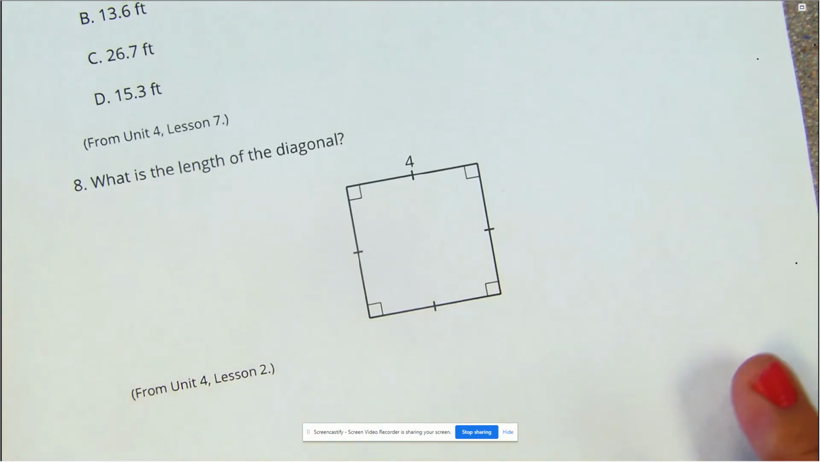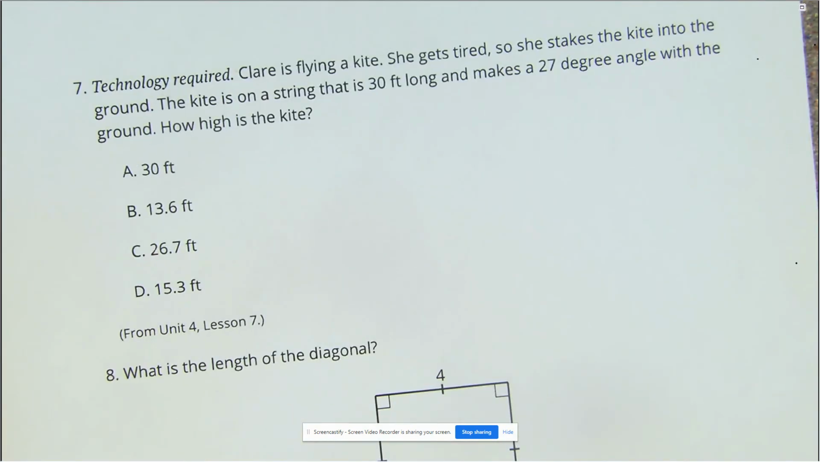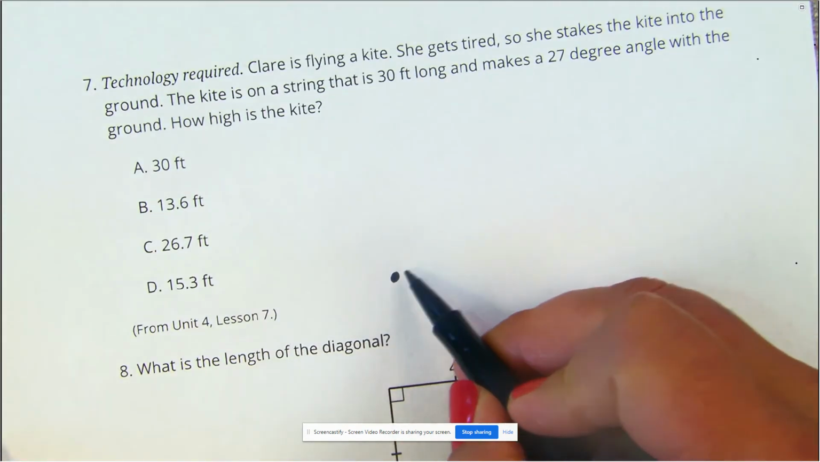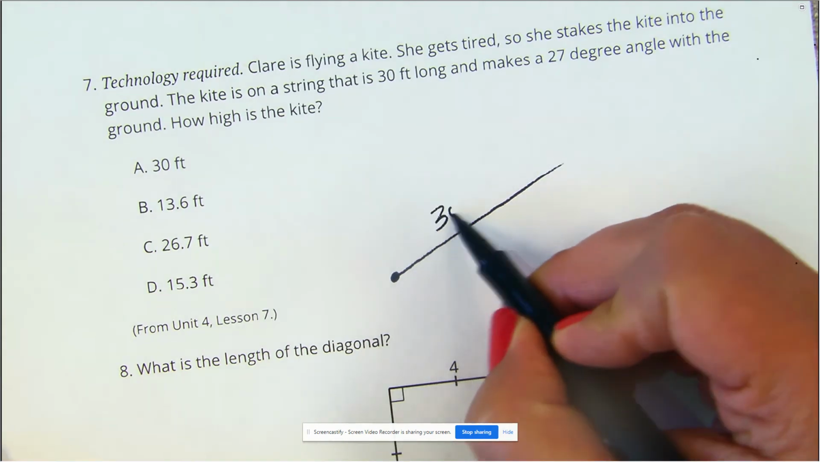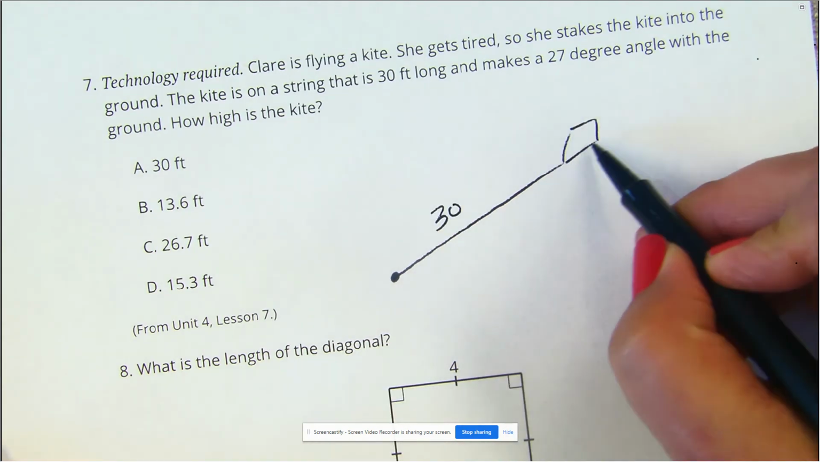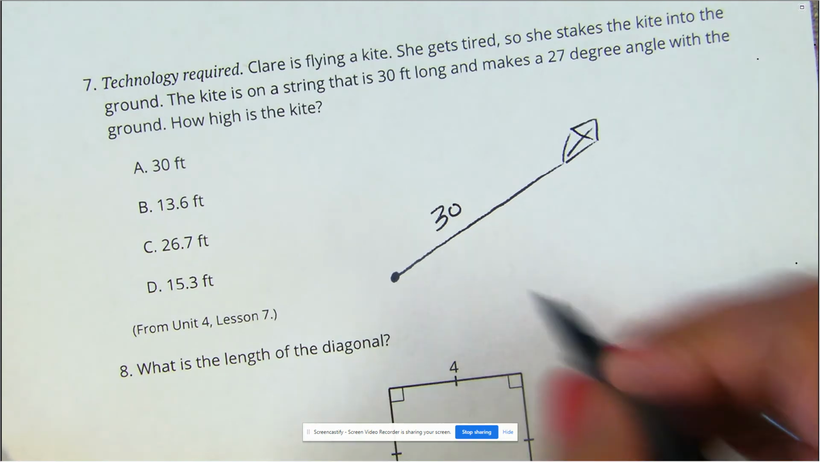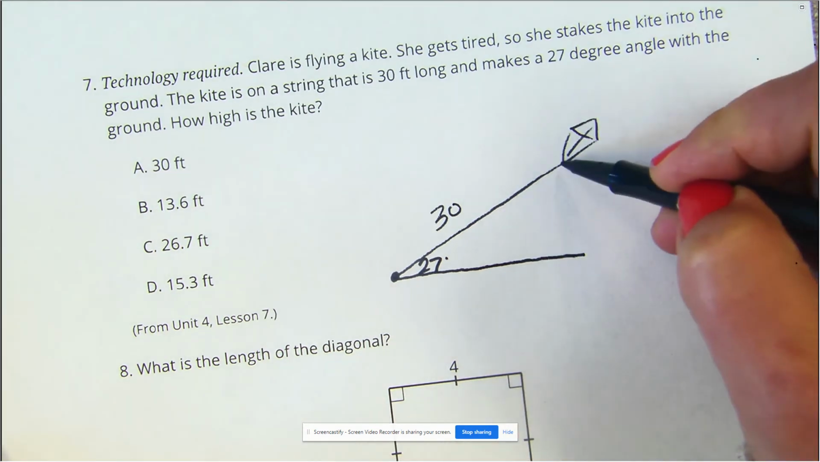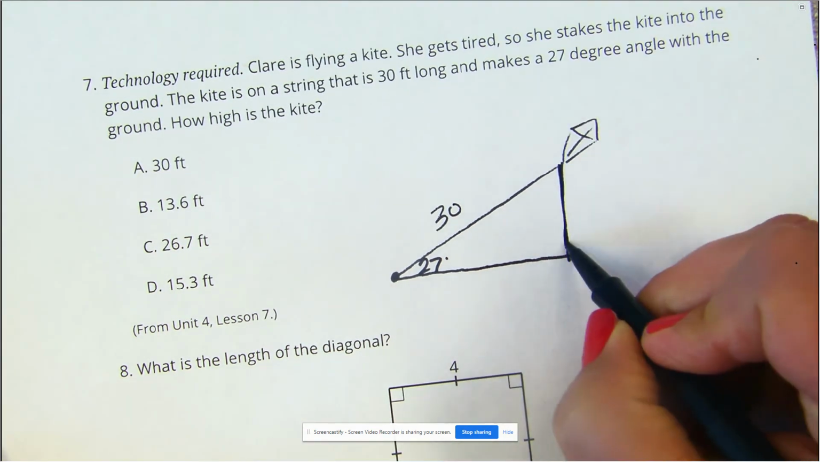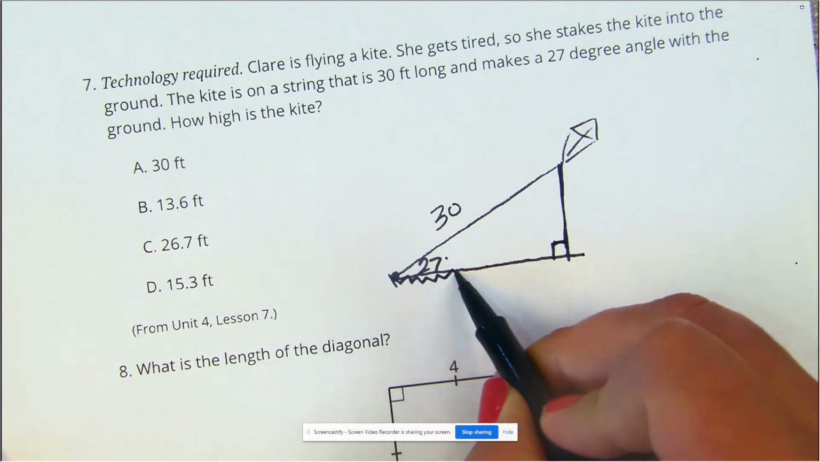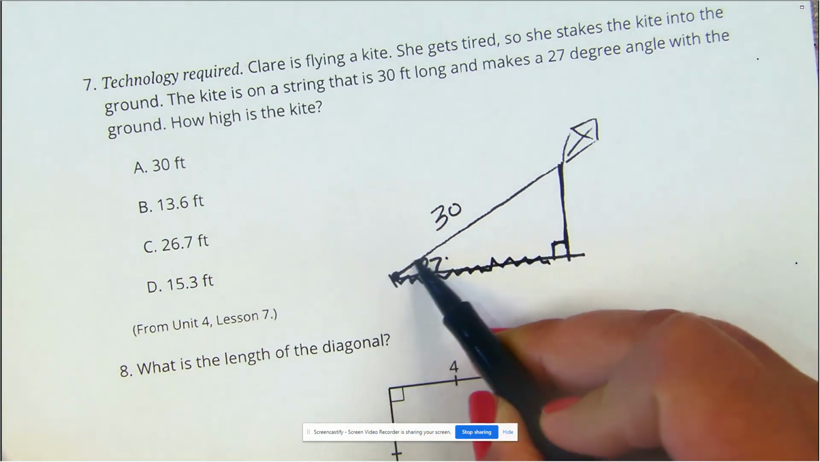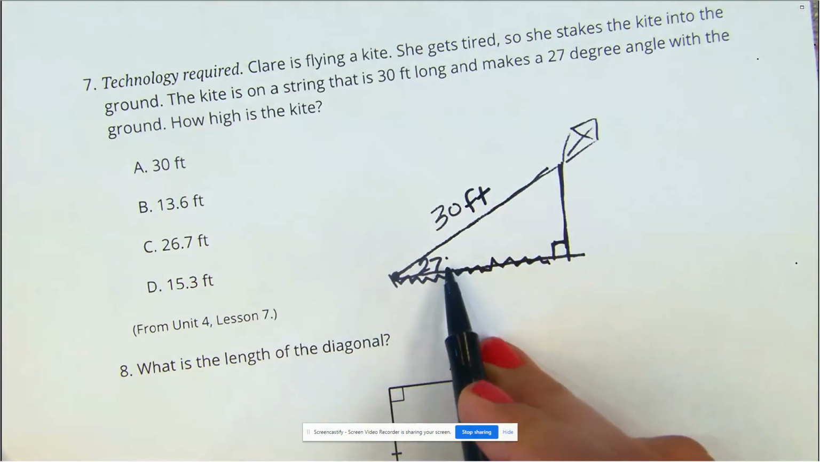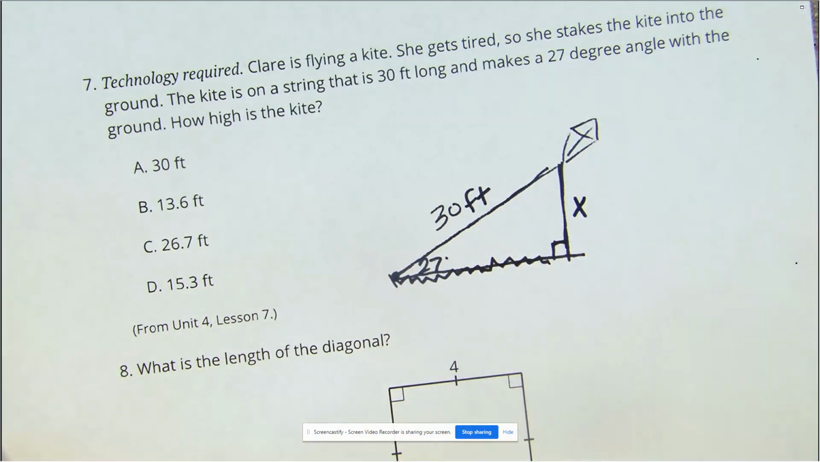Number 7, Claire is flying a kite. She gets tired, so she stakes the kite into the ground. The kite is on a string that is 30 feet long and makes a 27-degree angle with the ground. How high is the kite? Oops, I drew that a little too big, but that's okay. Here's the ground. The string of the kite is 30 feet. Yep. Making a 27-degree angle. How high is the kite?